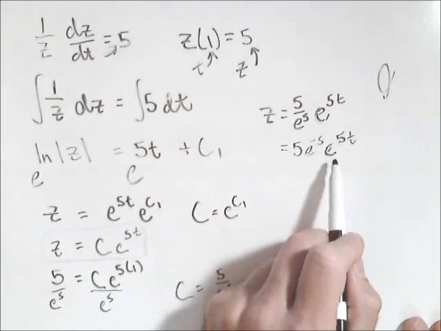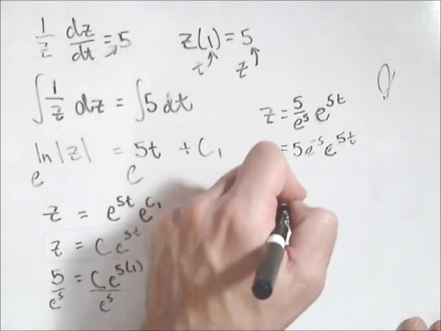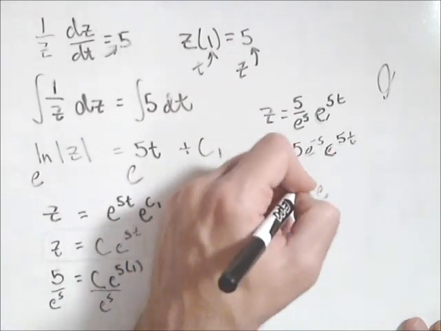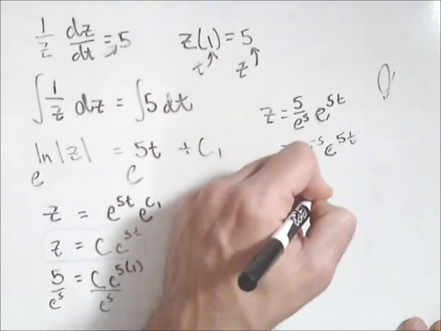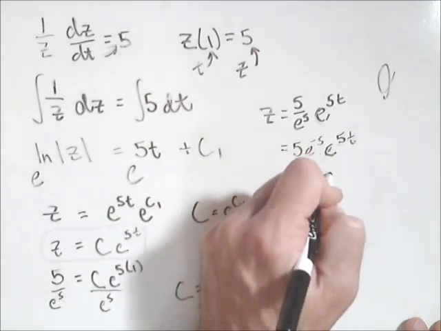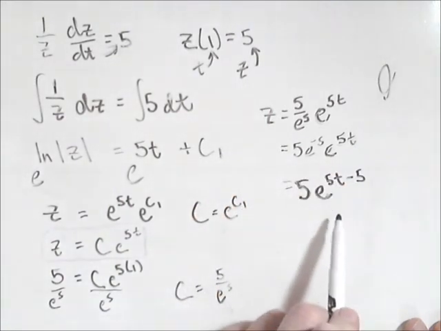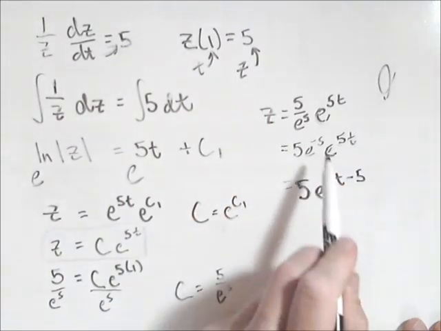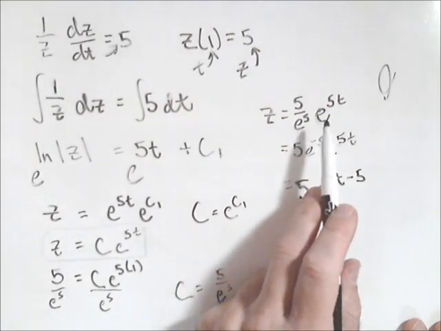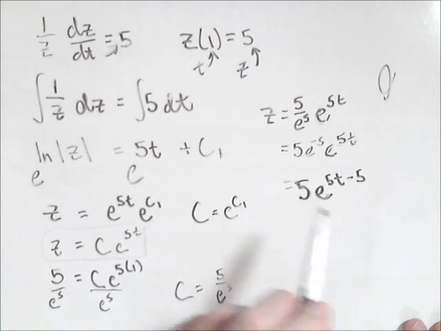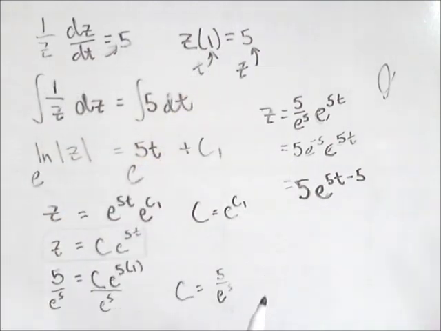Alright, and now properties of exponents say we can combine those to be 5e, so their exponents will add to the 5t minus 5. So it's a little bit nicer looking function than 5 over e to the 5th times e to the 5t. This is the unique solution to this differential equation given this initial condition.